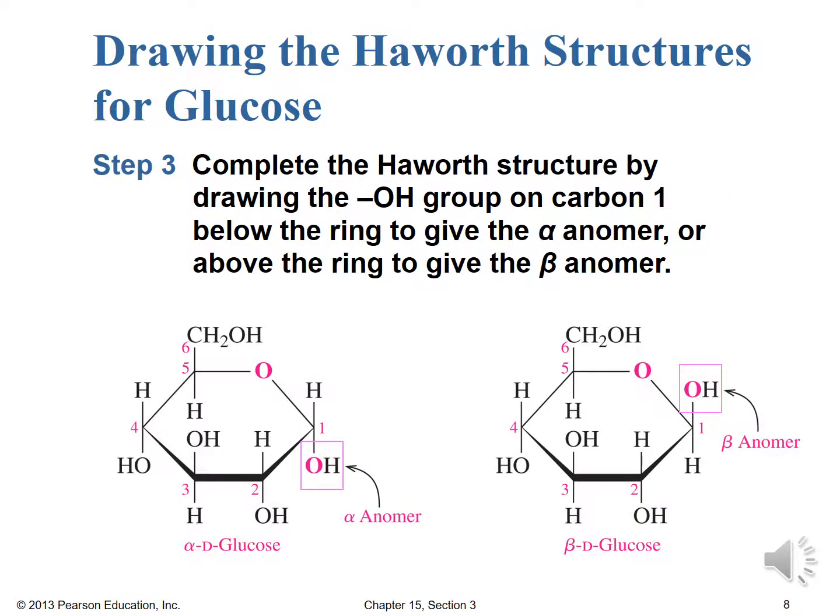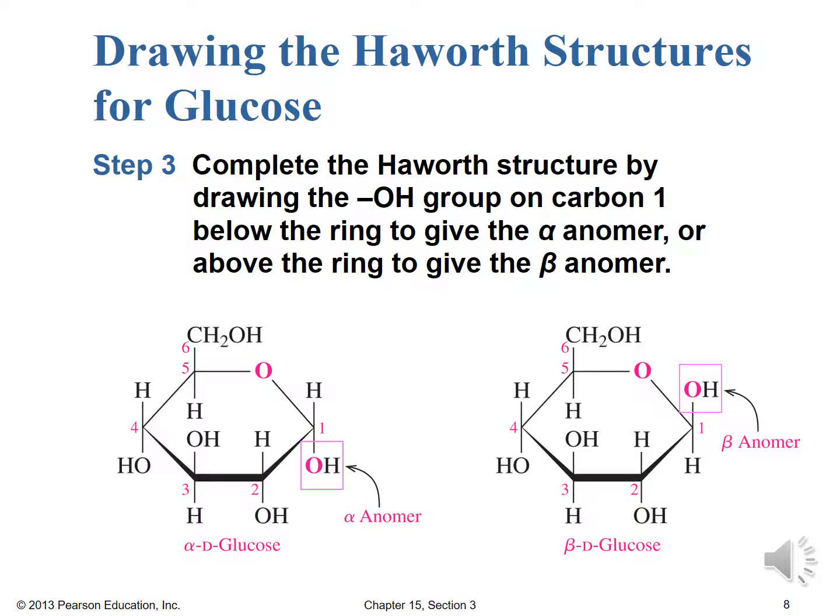Okay, finally in step 3 here, we're drawing that OH group on carbon 1. In this case, we've drawn it above the ring, so that's the beta anomer. If we had drawn it below the ring, as we see on the left-hand side, it's the alpha anomer. So depending on where that relative position is, and we can pick carbon 1 out quite easily here for an aldohexose because carbon 1 is going to be bonded to that oxygen in the ring, and then of course on carbon 5 we have the carbon 6 coming off of the ring.